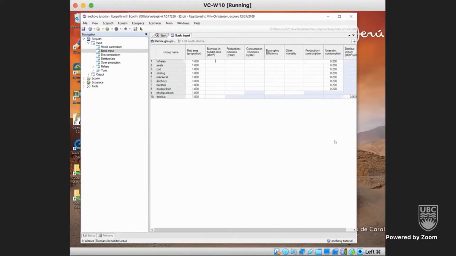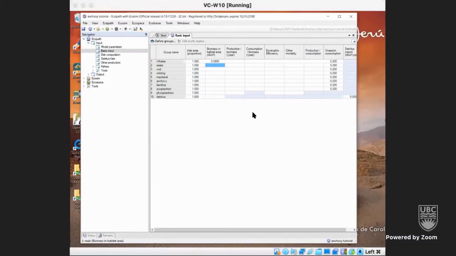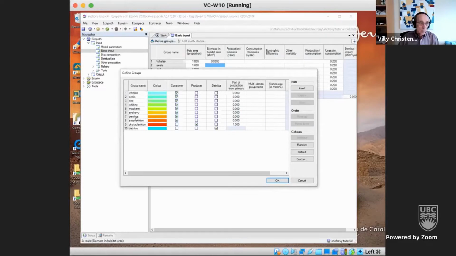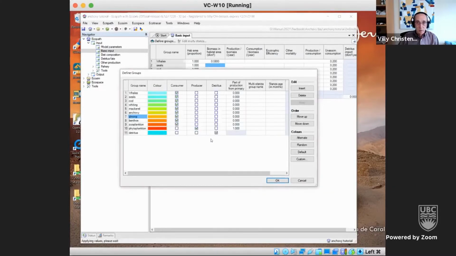Really, you missed shrimp in the groups? I missed, sorry? Shrimp? Oh, they are important. So let's do that. Define groups. And see, this is what happens when you go from memory. I click on Bentos, insert, double click, shrimp. And that's about it. We save it again.